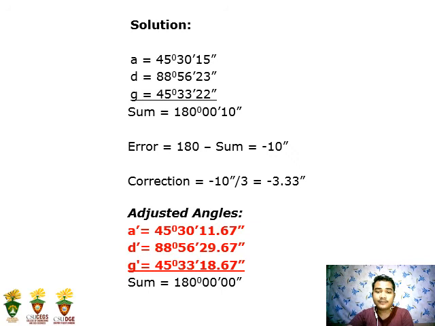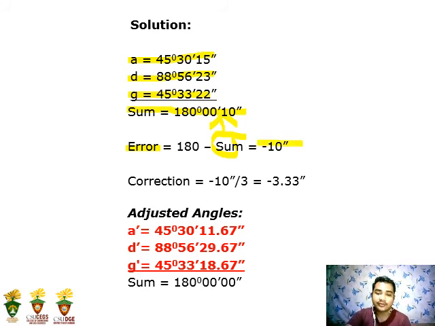For this solution, the first thing that we're going to do is to add the interior angles A, B, and C. So we have the sum of 180 degrees and 10 seconds. To get the error, let's subtract the sum of the interior angles. So 180 minus 180 degrees and 10 seconds. So therefore, naa tay negative 10 seconds na error.